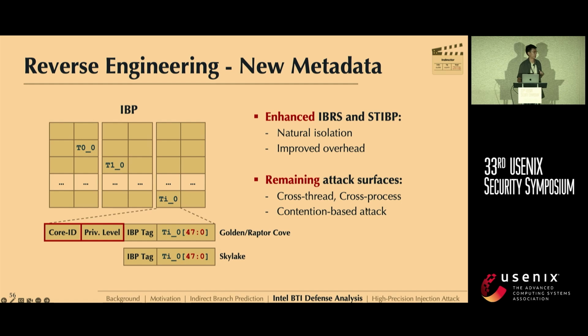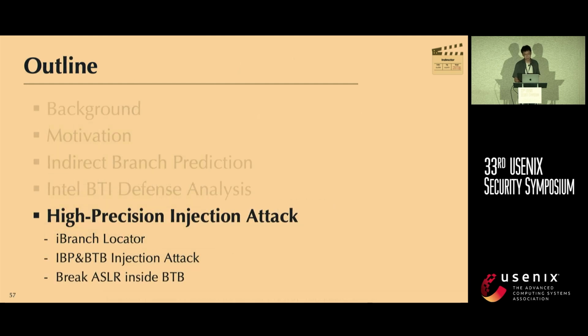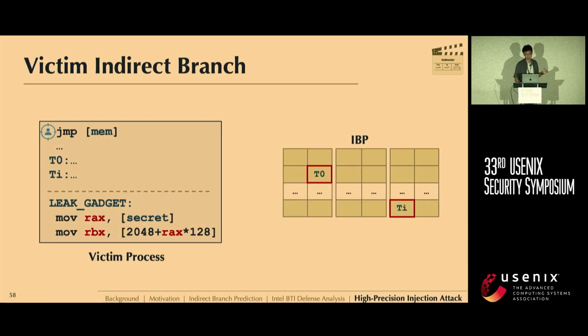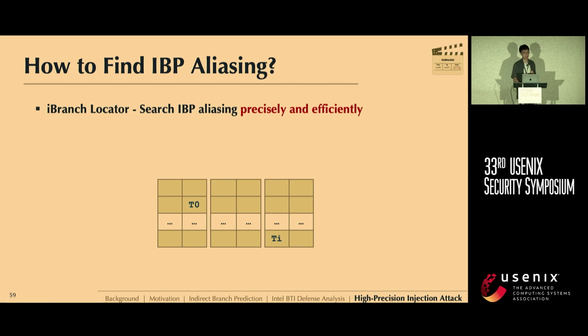And additionally, because they are used as tag rather than index, we can easily launch contention-based attacks within the same IBP set. We are also able to improve injection attacks and discover new injection surfaces. In the victim process, there are the victim indirect branch and a secret-dependent leak gadget. To create IBP injection, the attacker needs to know where the victim entries are located. They are dependent on victim PHR states, but the attacker doesn't know this information. We propose iBranch Locator to search IBP aliasing precisely and efficiently.